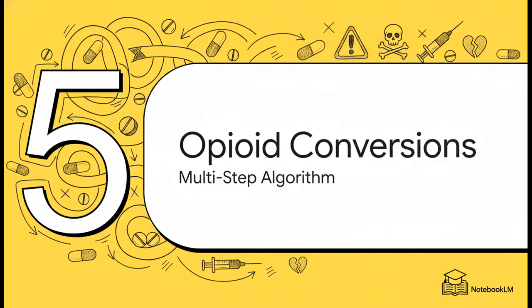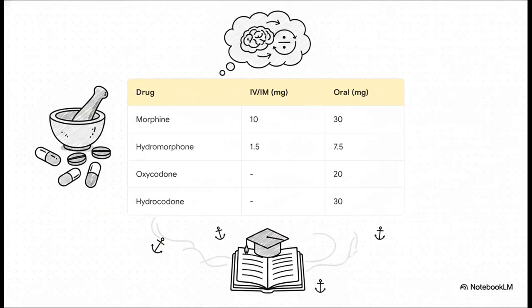Section 5. This is the big one: mastering opioid dose conversions. Listen, this isn't just an exercise in math. It is a strict, multi-step safety algorithm. Errors here are severely penalized on the NAPLEX because in the real world, opioid miscalculations can be completely fatal.